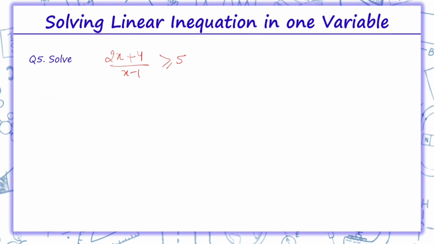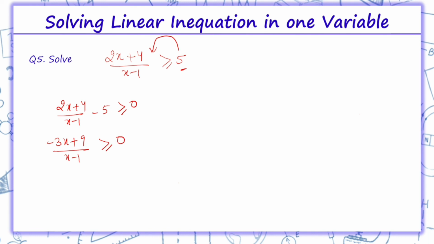Coming on to the next question, now over here (2x plus 4) upon (x minus 1) is greater than or equal to 5. So what we'll do, we have to bring this to 0. So we'll transpose this to the LHS side. So we'll get (2x plus 4) upon (x minus 1) minus 5 greater than or equal to 0. When we solve it, we will get (minus 3x plus 9) upon (x minus 1) greater than or equal to 0.